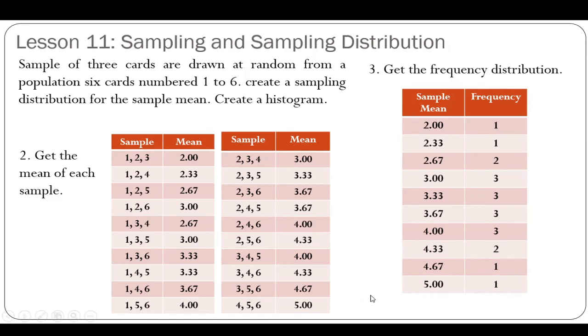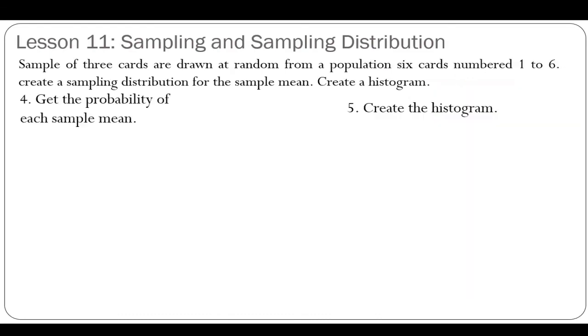Yung dulo. Ayan. So, bibilangin natin uli yung mga frequency. Pag binilang natin, dapat yung 2, 1 lang siya. Yung 2.33, 1 lang din. Dalawang 2.67, tatlong 3, tatlong 3.33, tatlong 3.67, tatlong 4, dalawang 4.33, isang 4.67, at isang 5. Yan, very good. So, parehas lang ba tayo ng tally? Okay, good.